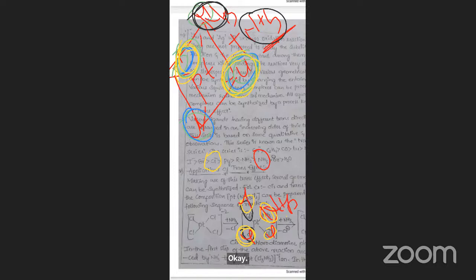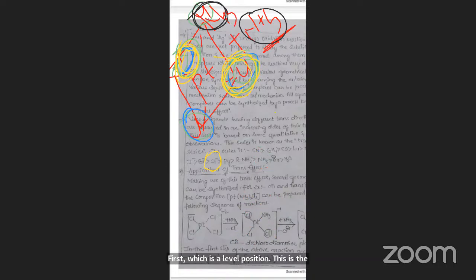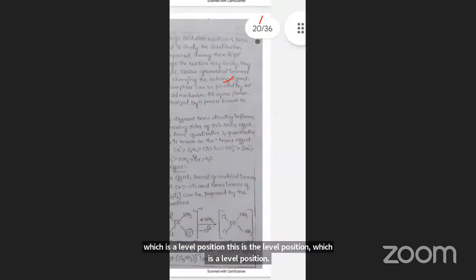Okay. So here for the second incoming ligand, identify the labile position first. Which is the labile position? Cis is the labile position. And the formation of what? Cis is the major complex. Cis platinum complex is formed. The 2 ammonias are on the same side. Cis is the major.